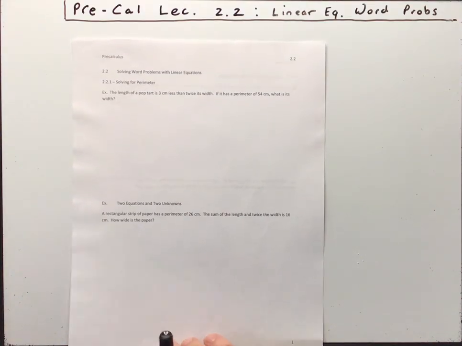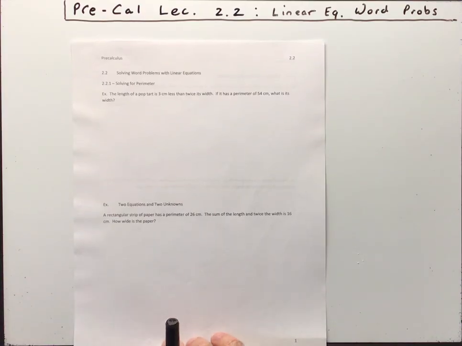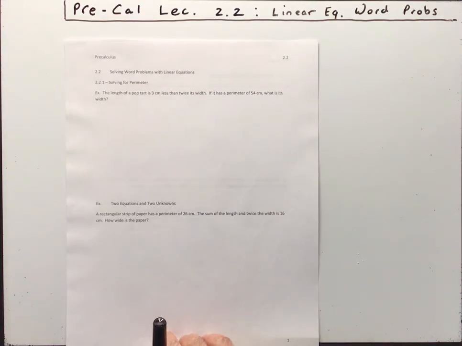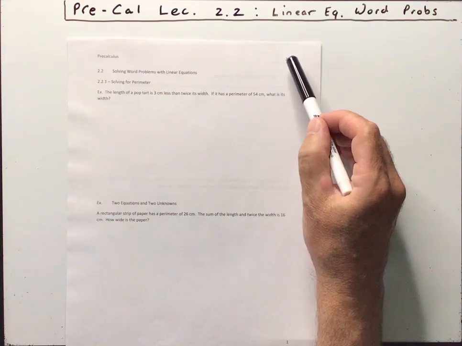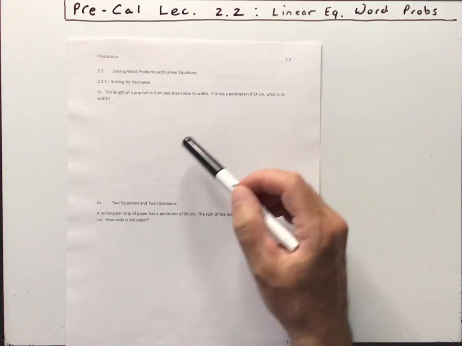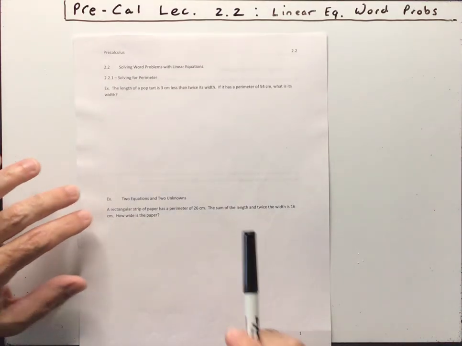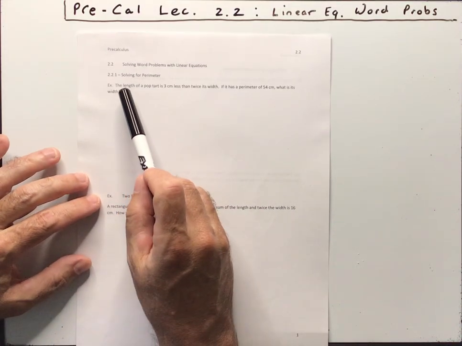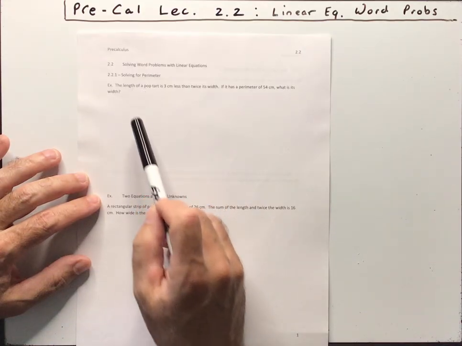And this time you have some pre-printed notes. So you just get out the pre-printed notes that say 2.2 up in the upper right corner, and we're going to go through both the front and the back in this lecture. All right, so our first one, section 2.2.1, solving for perimeter.